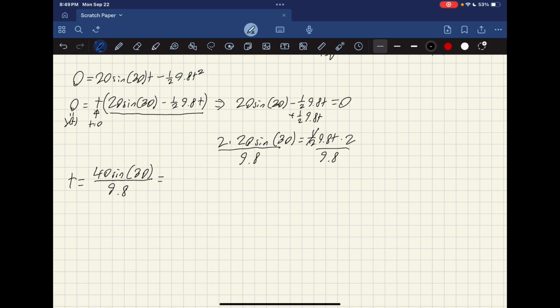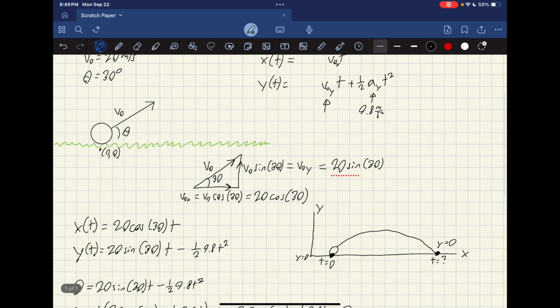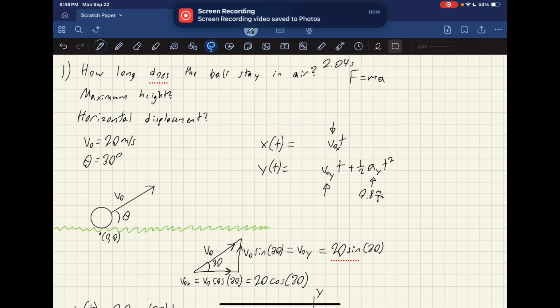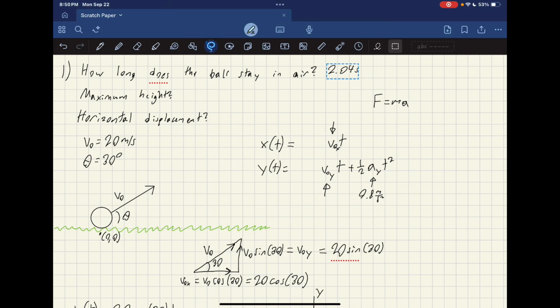So once you plug this into the calculator, you get that it roughly equals 2.04 seconds. So I'll write that up here. Let me move this out of the way. There we go.